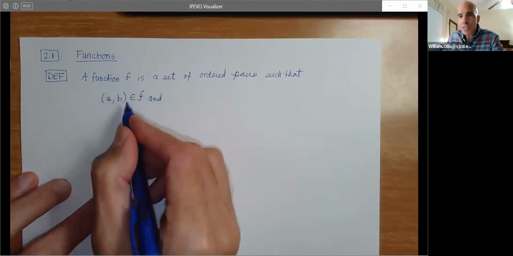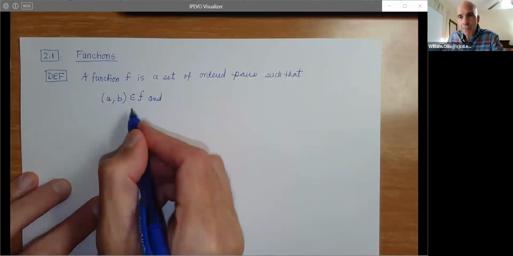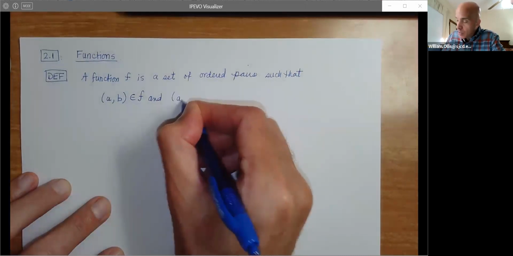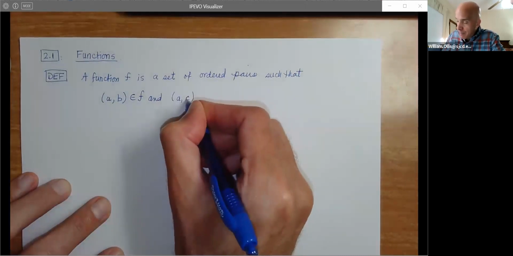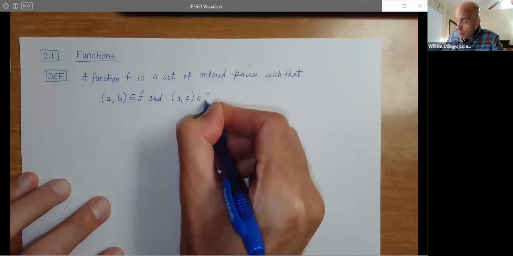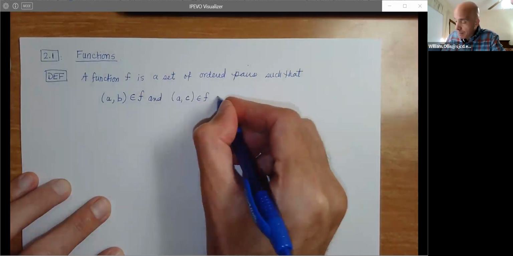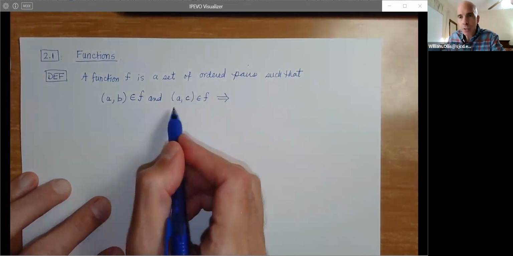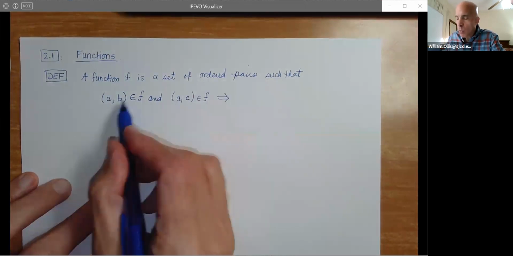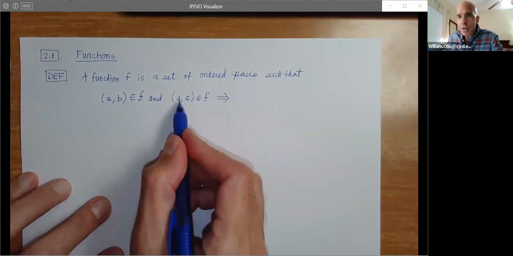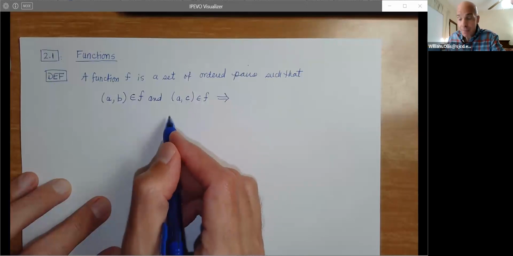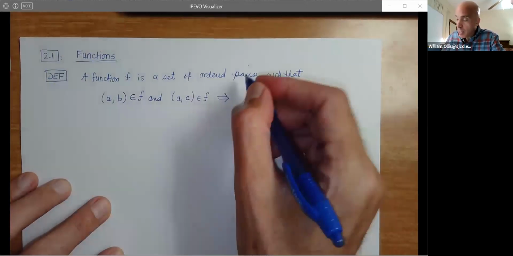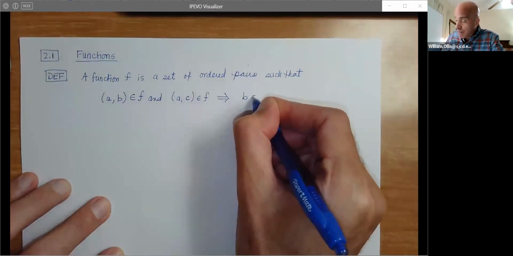So if we say that this ordered pair is an element of f, so you're thinking if a function is a set of ordered pairs, you can graph them in the plane, which we do without thinking about it. And if we say that (a, c) is an element of f, now what I'm noting here is that we have two elements of the function, the elements being the ordered pairs, where the first coordinate in each of these elements is the same. That is a. Well, if this is a function, then it must be the case that b equals c.